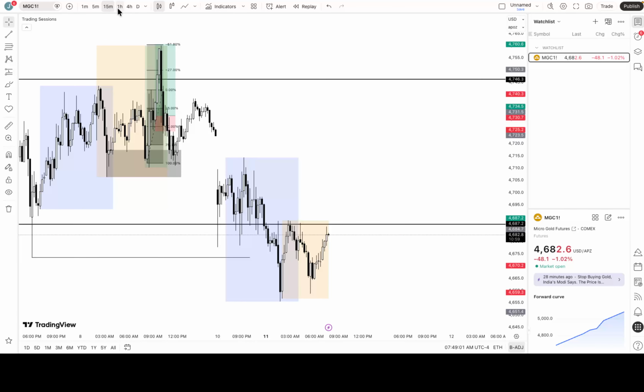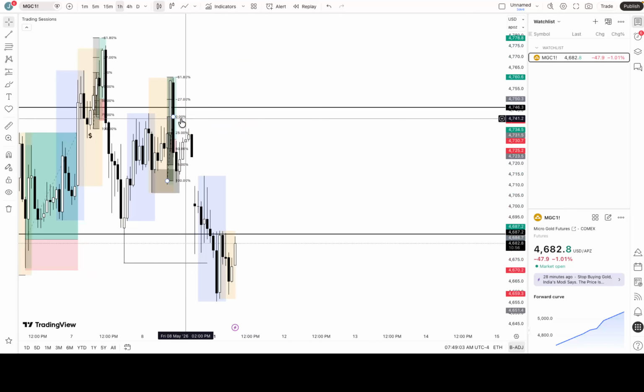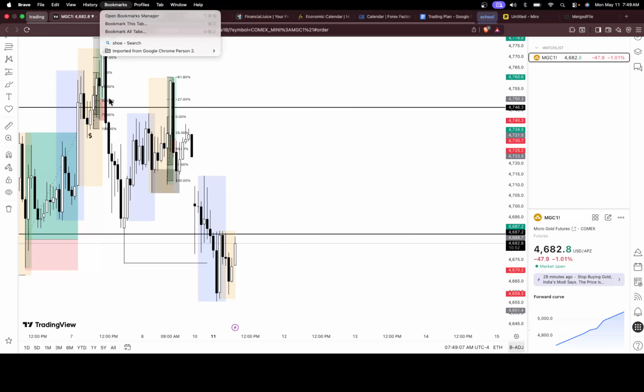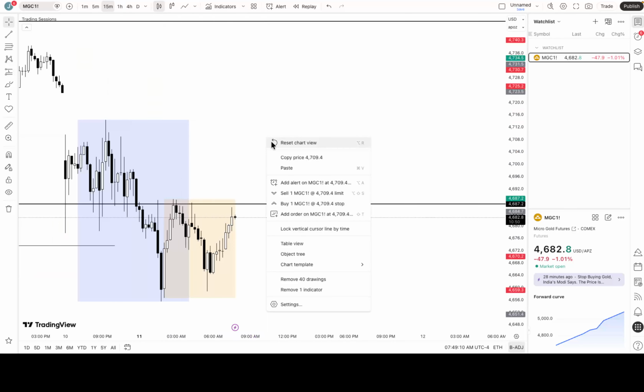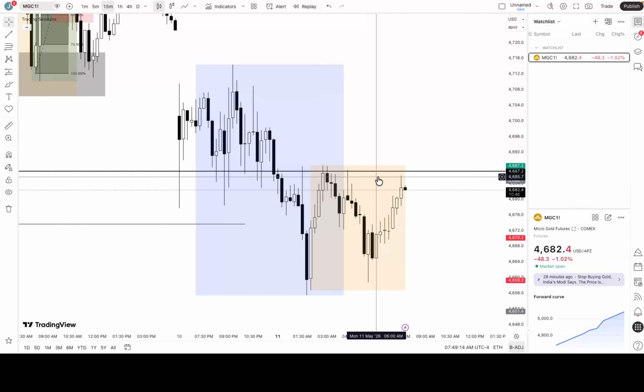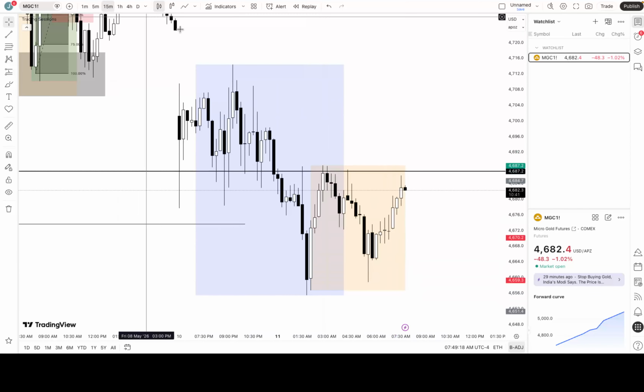Okay, so scale down to 1 hour. What do we see? There's a lot of consolidation here. Today might be a liquidity sweep type of day because I see all of this liquidity built up here. I kind of want to see a sweep of this liquidity, then a slam down.